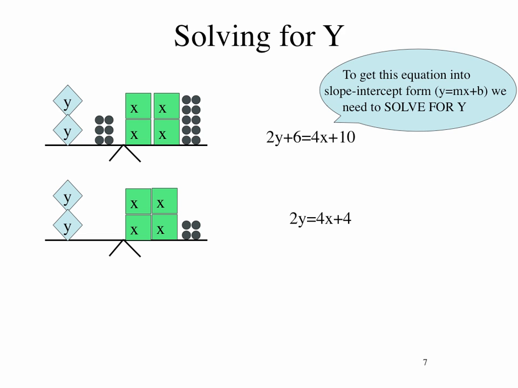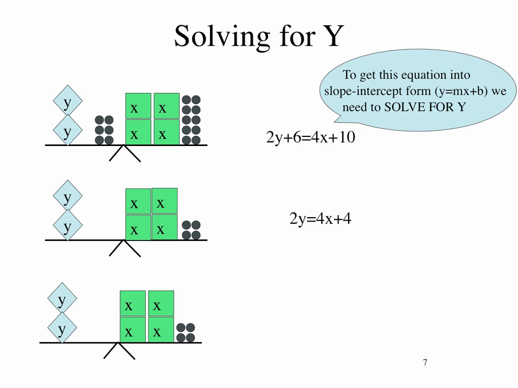The next thing that I need to do is take this equation and cut everything on the left in half. I have 2 y's and I want to find out what only 1 y is equal to. So I'm going to cut the y's on the left in half, and I'm going to cut the x's on the right in half, and I also have to cut those 1's on the right in half. Again, to keep it balanced, I have to cut everything in half.